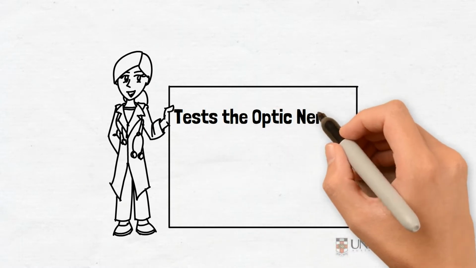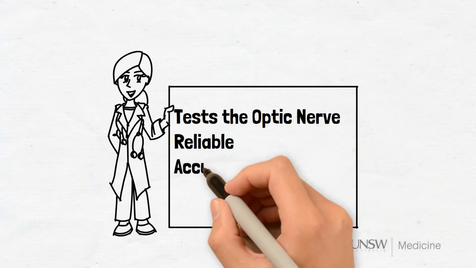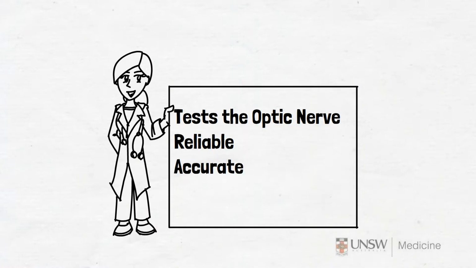So, in testing visual acuity, it must be reliable and accurate, as it is commonly used to track changes in vision, whether an individual's vision has improved or deteriorated.